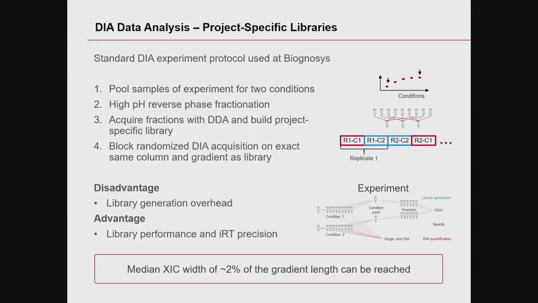With this workflow, we can achieve median extracted ion currents, as expressed in % of the gradient, in the range of 2%. So before I have been saying it probably cannot go below 1 minute on a 120-minute gradient. This would correspond to 1%. In reality, since you pool many DDA runs and it's not runs back-to-back on your nano LC, you can achieve 2% of your gradient length. But it's still pretty good.